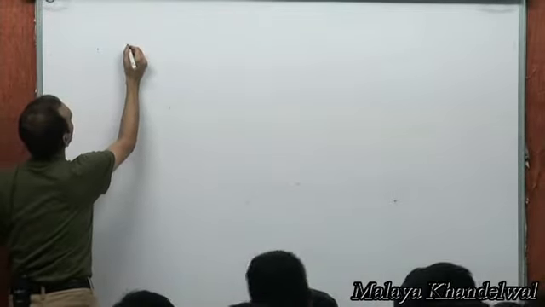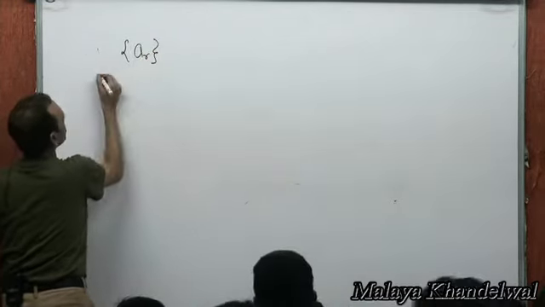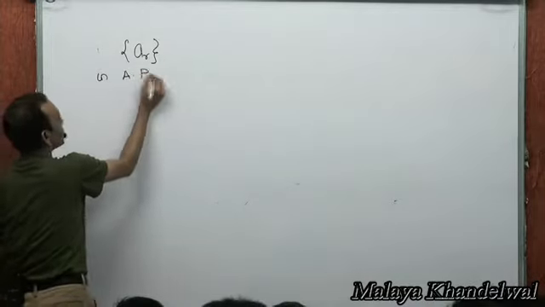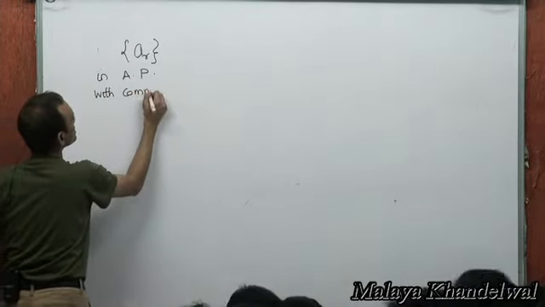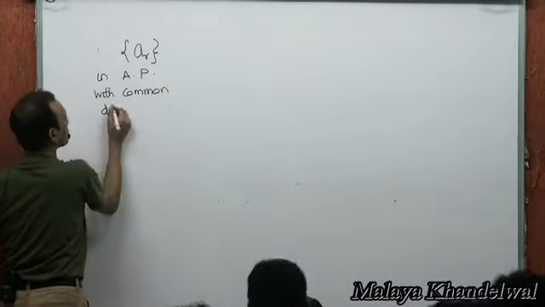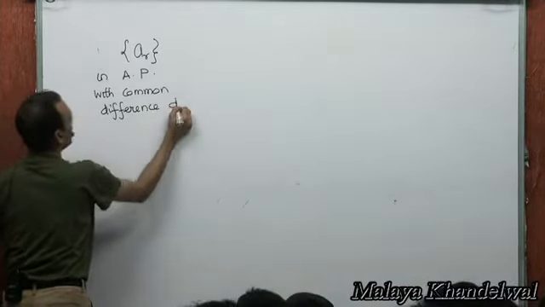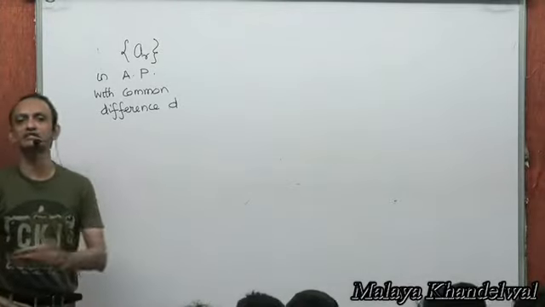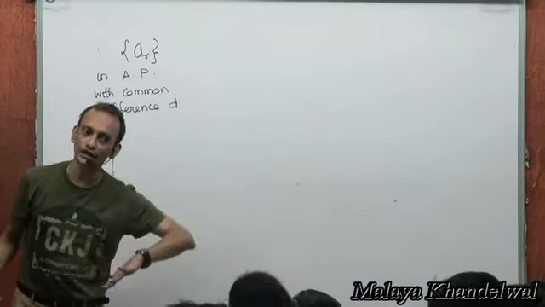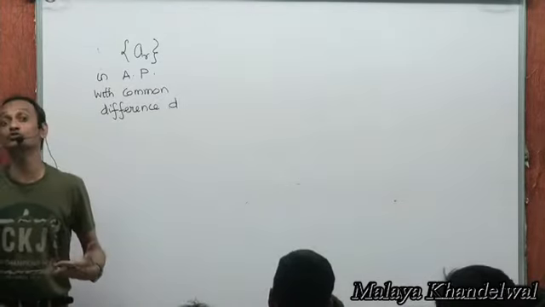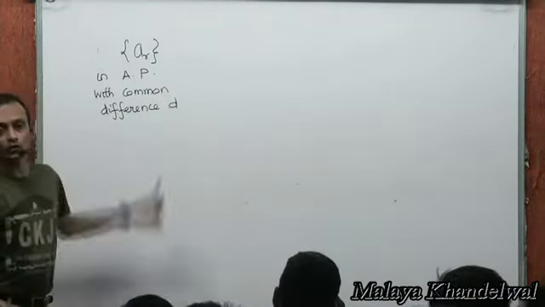say I have a set of numbers AR in AP, in arithmetic progression with common difference D. Common difference means any term minus previous term. If D is greater than 0, the progression increases in value. If D is less than 0, the progression decreases in value. Clear? If D is equal to 0, you have a set of identical terms. Clear? Now, look at this AR.